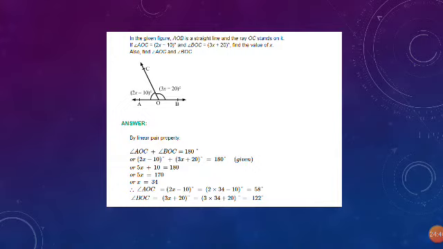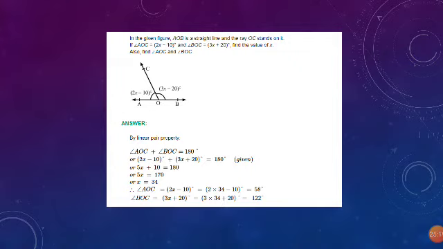Angle AOC value 2x minus 10 the whole degree plus 3x plus 20 the degree equal to 180 degree. 2x plus 3x, 5x, plus 20 minus 10, 10, equal to 180 degree. 5x plus 10 equal to 180 degree. 5x equal to 180 minus 10, 170 degree. If 5x equal to 170 degree, so transpose to division 5, 170 divided by 5, we get the value 34.